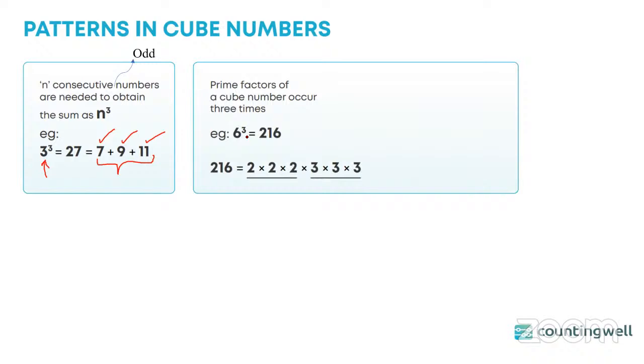Let us see one more pattern in cube numbers. Prime factors of a cube number occur 3 times. So here, if you take the cube of 6, we have 216. Note that in the prime factorization of 216, the prime factors are 2 and 3, which occur 3 times each. So here 2 is multiplied 3 times, and 3 is multiplied 3 times.